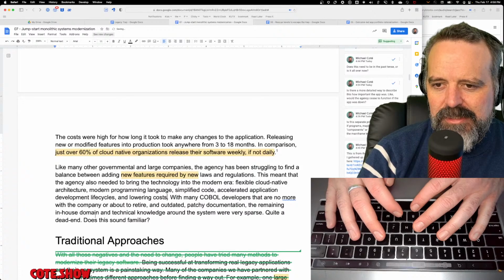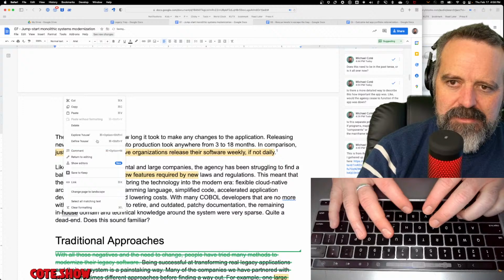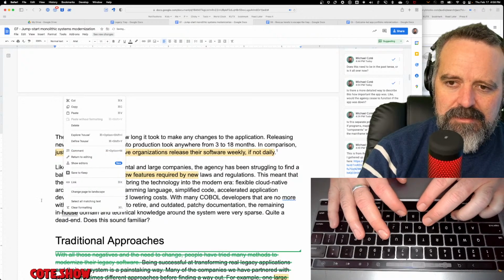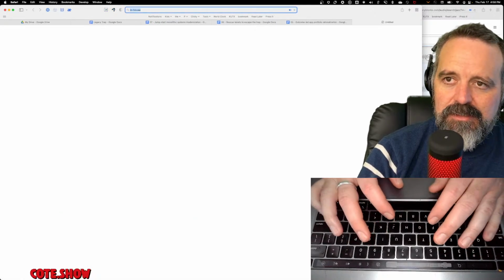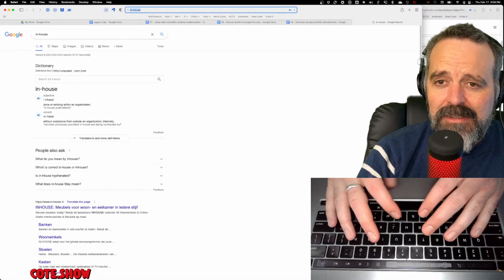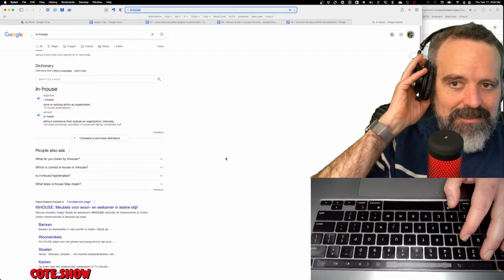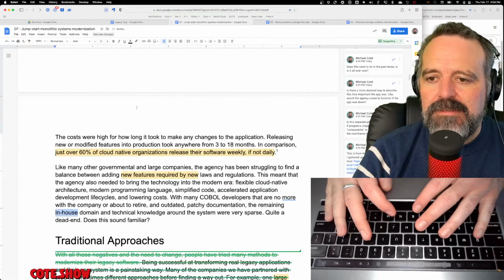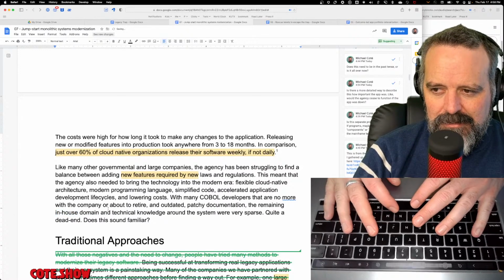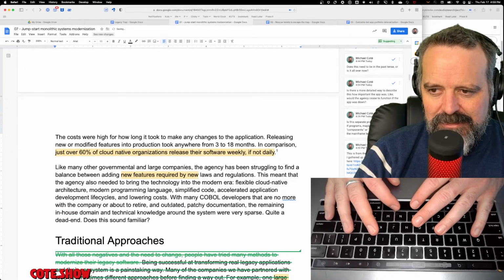Remaining in-house domain. Is that how you spell in-house? I mean, it's not red squigglied, so I guess. Oh, look at that. Okay. The remaining in-house domain technical knowledge around the system is very sparse. Quite a dead end.